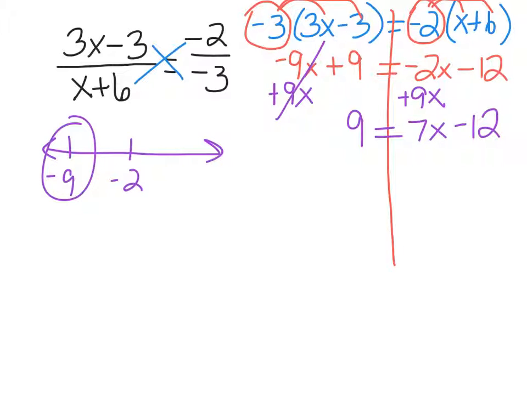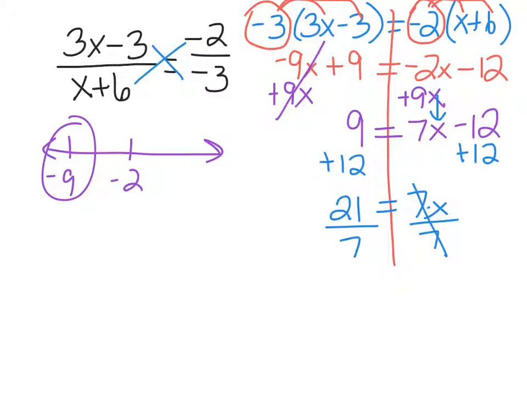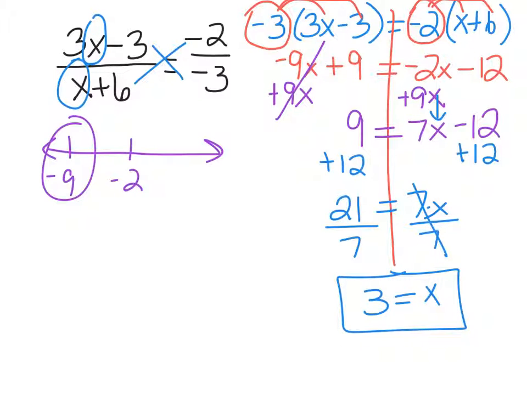All right, so now I'm going to get x alone, so I need to get rid of the 7 and the negative 12. Since negative 12 is further away, I'm going to undo that first by adding 12 to both sides. So I get 21 equals 7x. And then finally, I'm going to undo this multiplication by dividing both sides by 7. So x equals 3. So we were able to figure out what each of these x's are equal to by doing the cross products. So those are some examples of tough proportions.